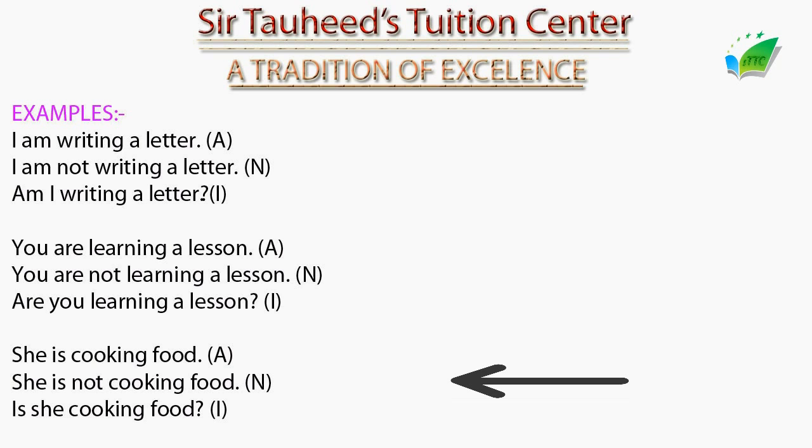Again, if you want to make it a negative sentence, we'll have to put not after the helping verb, and the sentence will become: she is not cooking food, and this is a negative sentence. And for interrogative, we'll have to put the helping verb before the subject. So in the first place, we'll put is. In the second place, we'll put she, and other things will remain the same. So the sentence will become: is she cooking food? Also put a question mark at the end, and that's it. This is called an interrogative sentence.